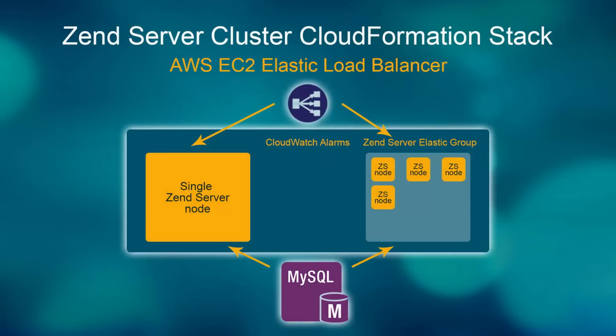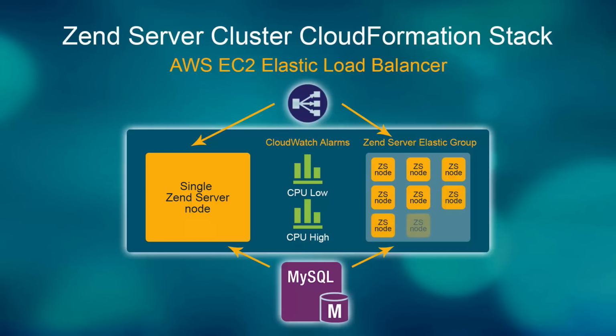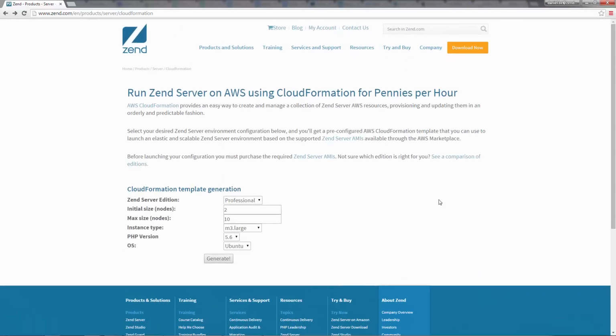So how does it all work? It's pretty simple. In case of an increase or decrease in traffic load, identified by Amazon's CloudWatch alarms included in the template, CloudFormation and the Zend Server cluster will automatically add or remove Zend Server instances to the deployment and apply cluster configurations accordingly. So let's get started.